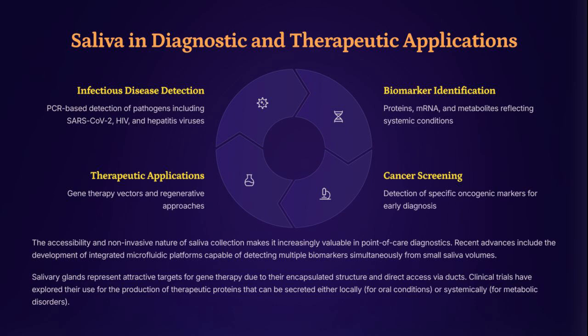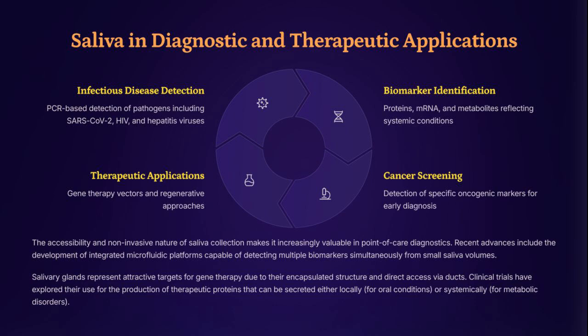Scientists are now identifying salivary biomarkers, proteins, RNA, and metabolites that reflect systemic conditions like diabetes, autoimmune diseases, and even cancers. Saliva can help screen for early signs of oral cancer or pancreatic cancer, providing crucial clues before symptoms appear.